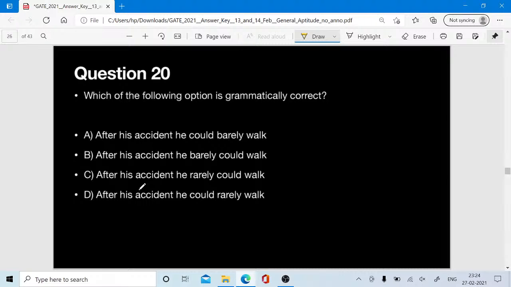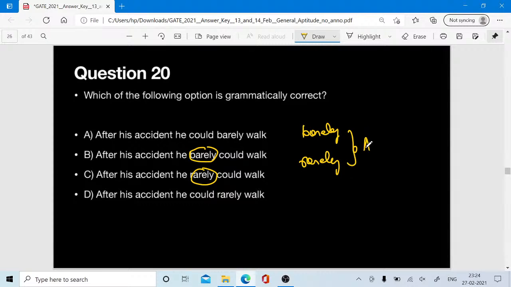This is a very easy question. What are barely and rarely, people? These are called adverbs. And you already know, I have told you many times in my English classes, that adverbs are used soon after or soon before the verb.